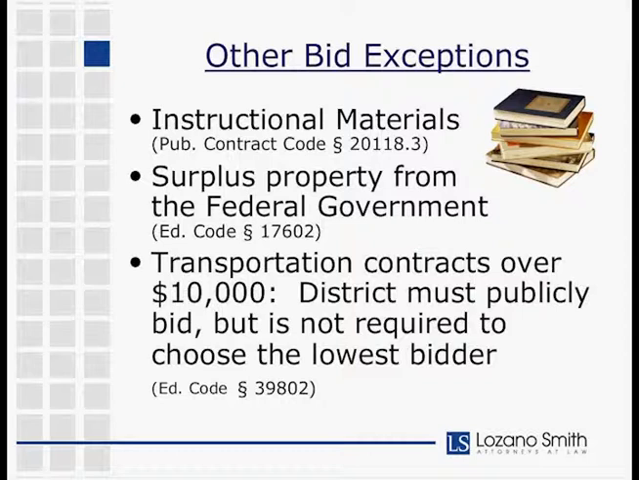Okay, and then just a couple of other more obvious or less common bid exceptions that I just want to mention here. Instructional materials under 20118.3 are exempt from public bidding. Surplus property from the federal government under Education Code 17602. And under Ed Code 39802, transportation contracts over $10,000. Generally, those must be competitively bid, but the rules are a little bit different at that point, and the district is not necessarily required to go with the lowest bidder.